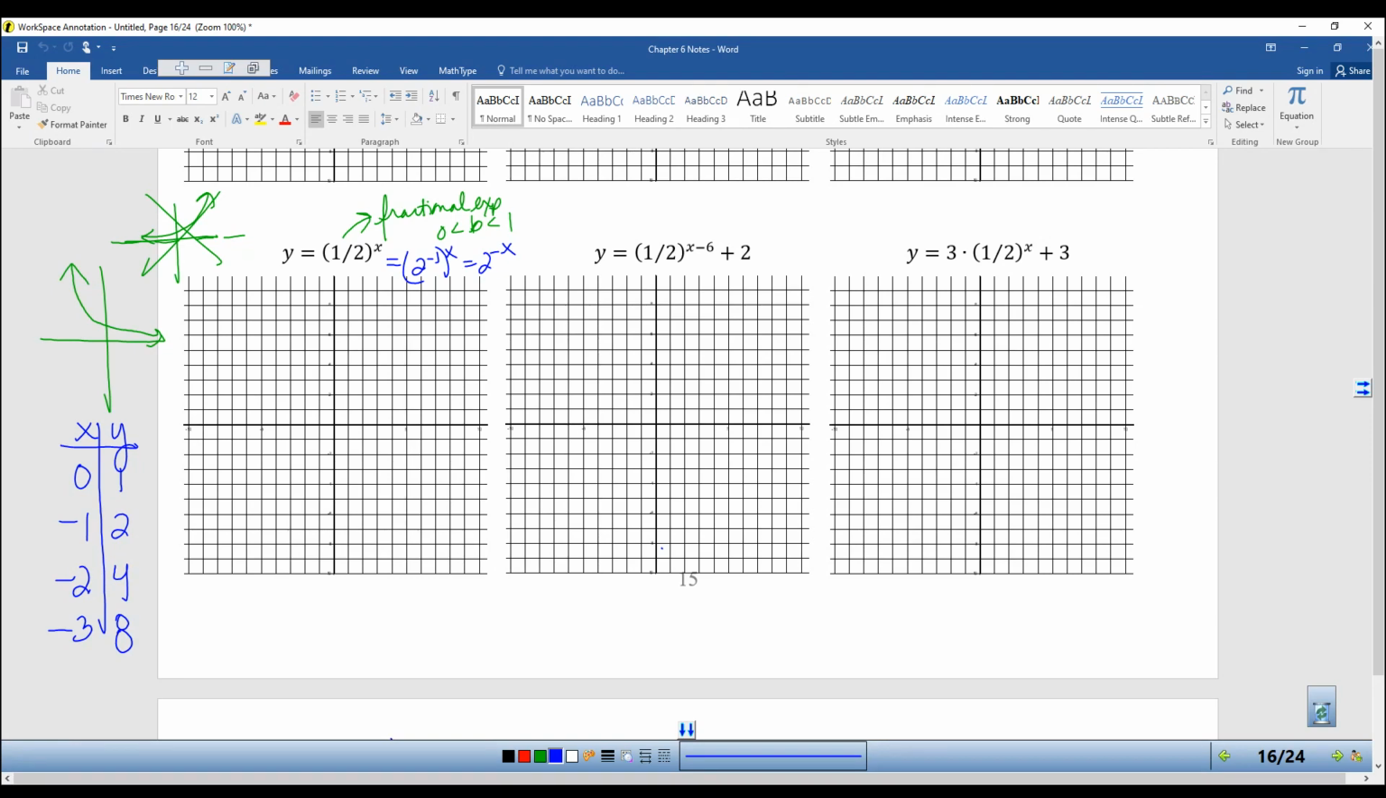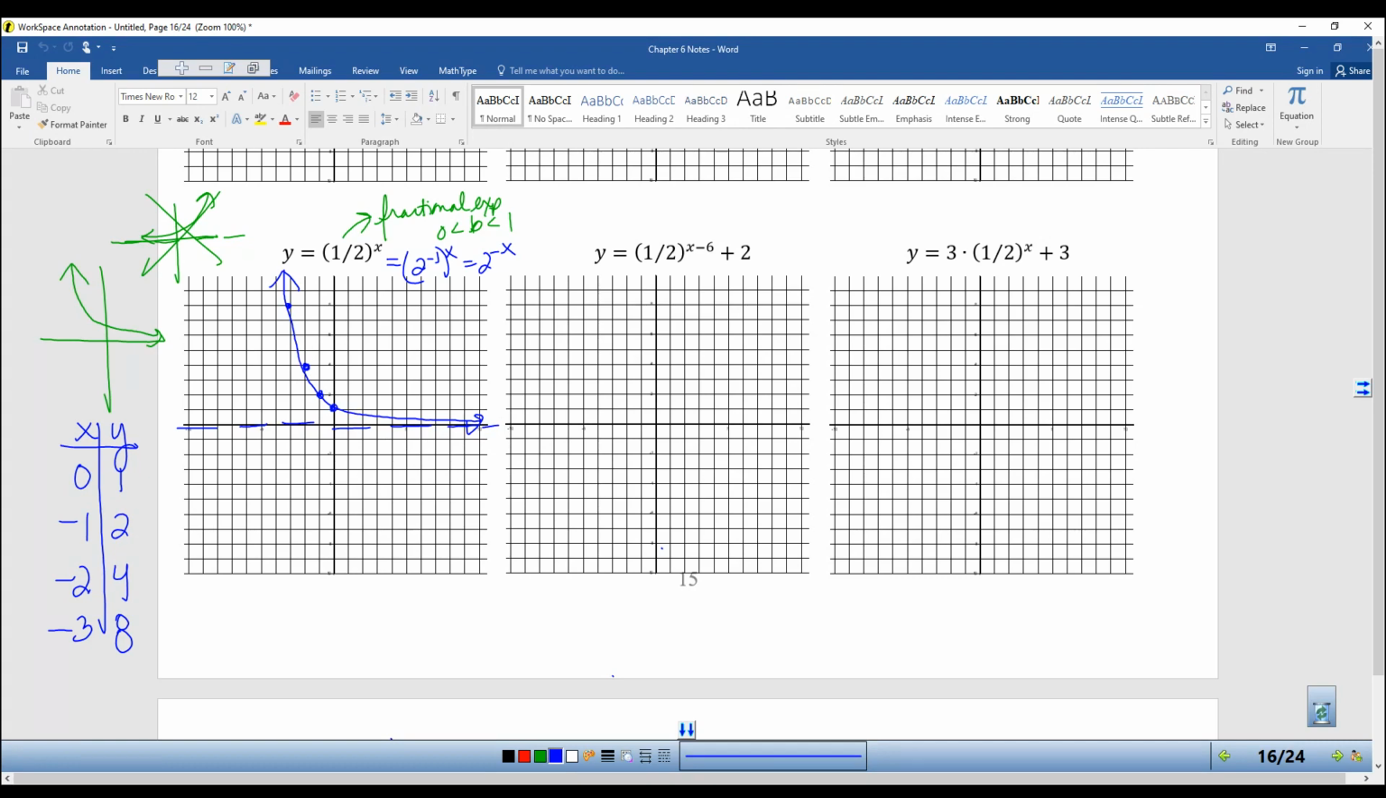All right, let's graph it. My asymptote, I did not go up or down, so it's still right there. 0, 1, that's what we expect no matter which way it is. But then now negative 1, 2, negative 2, 4, negative 3, 8. So it comes down like that. Okay.